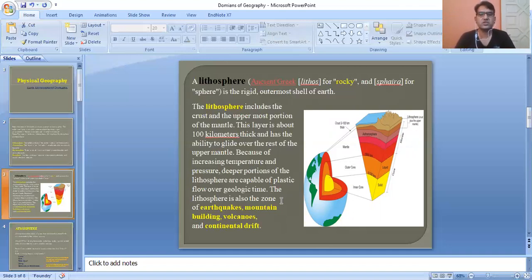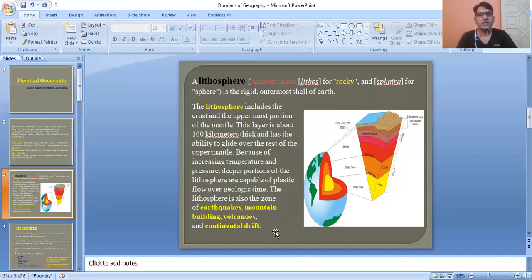The lithosphere is also the zone of earthquakes, mountain building, volcanoes, and continental drift. This is a zone where earthquakes happen. These are the seismic waves which occur inside the earth, under the continents and also in the oceans. We also have mountain building processes, volcanic eruptions, and continental drift. These are different topics, and I will try to have another video on these. So the lithosphere is the zone where certain geological processes happen: earthquakes, mountain building, volcanic eruptions, and continental drift.